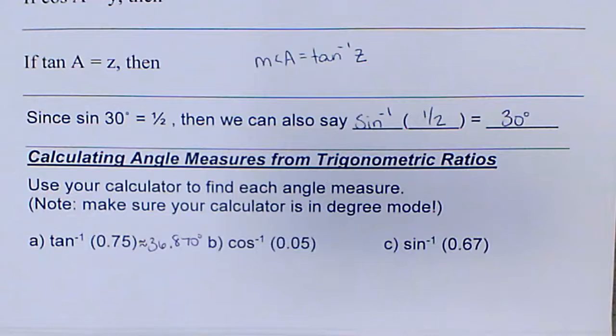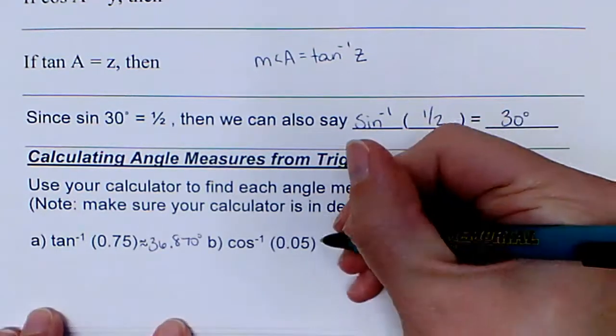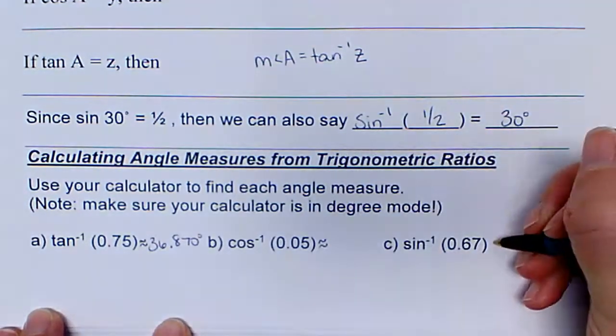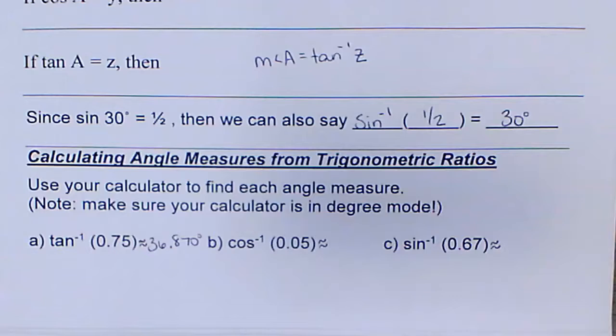So remember that we are estimating, we're rounding, so we don't have the equal sign, we have the about equals to, so the estimation sign. We're going to do the same thing on part B and on part C. So pause your video and try to calculate and estimate these inverse cosine problems.